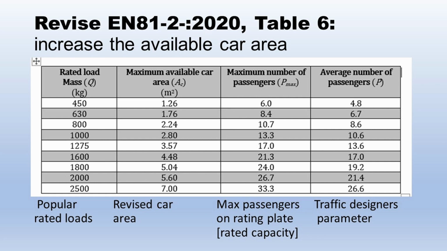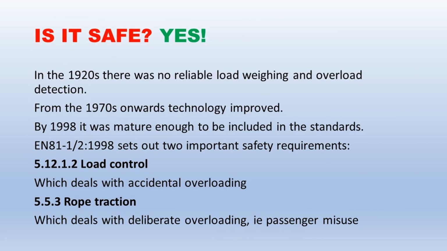I think the said experts in 1998 were blindsided in revising the 1998 Table 6. Table 6 would be regarded by the said experts as helping traffic designers. In the 1920s, there was no reliable load weighing and overload detection. From the 1970s onwards, technology improved. By 1998, it was mature enough to be included in the standards.